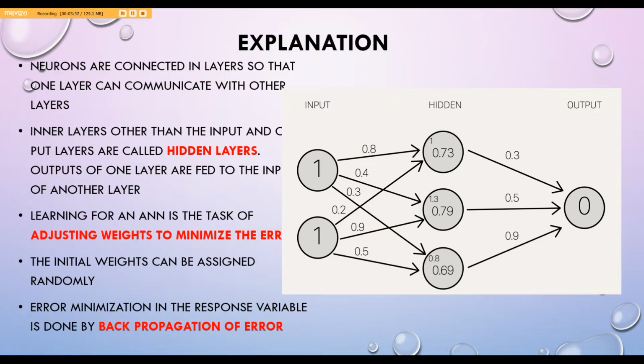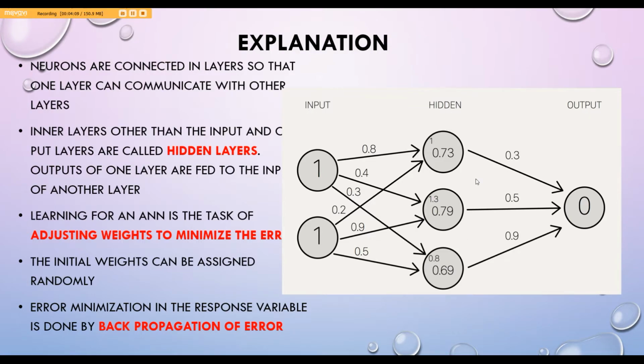Now, what we do with neural networks is that neurons are connected in layers so that one layer can communicate with other layers. So we have an input layer, we have one hidden layer, and we have an output layer. Layers other than the input layer and the output layer are called hidden layers. So we are going to have an input layer, and anything besides this, apart from the output, is considered to be a hidden layer.